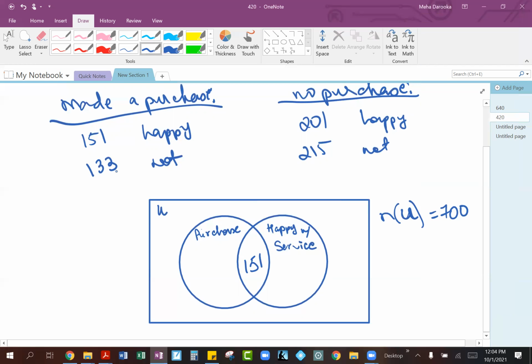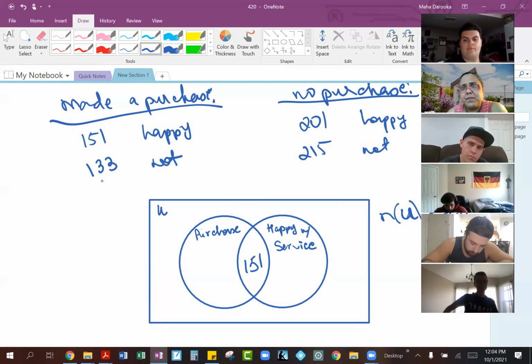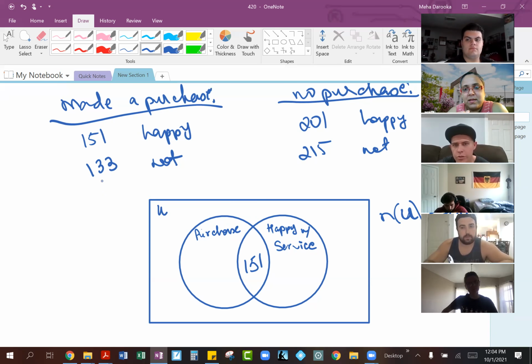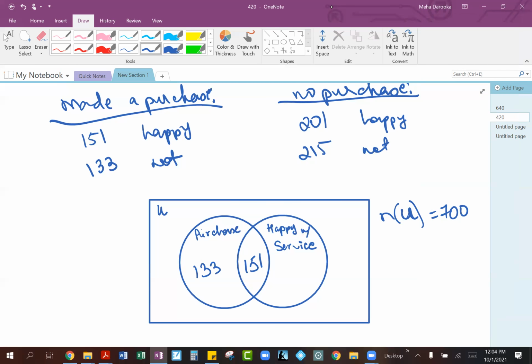So now where do we put that 133, guys? They made the purchase but were not happy. Roman? In the purchase circle, but not in the intersection. Yeah, very nice, because these people obviously did not like the service, but they made a purchase, they shopped something. Perfect.